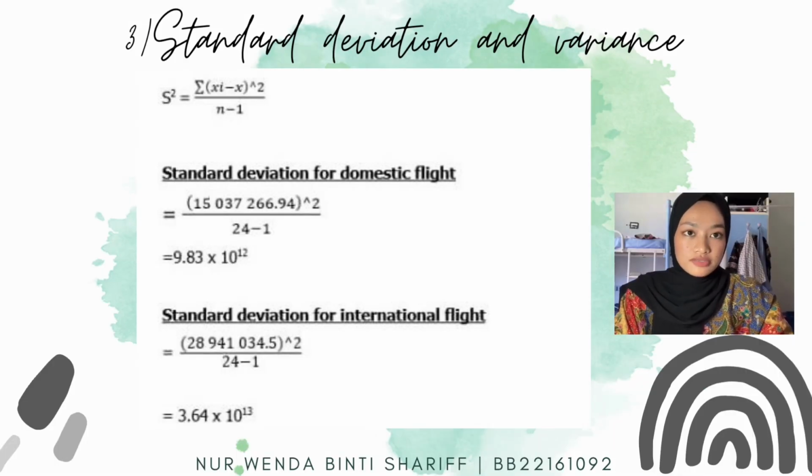So next is standard deviation and variance. The formula of standard deviation is the total of the value of each observation minus the arithmetic mean of the values, power by 2, and then divided by n minus 1. So the standard deviation for domestic flight is 9.83 times 10 power 12, while for the international flight it is 3.64 times 10 power 13.